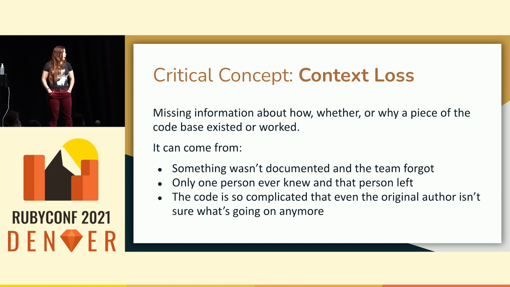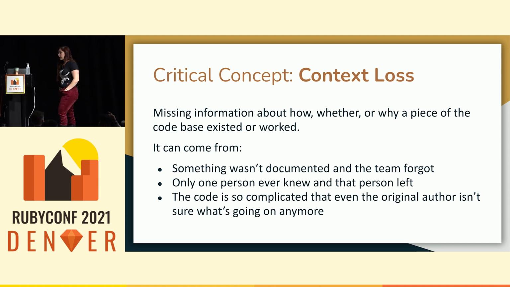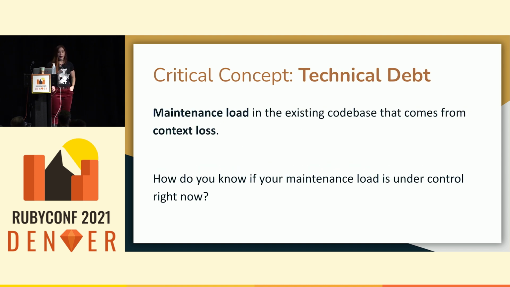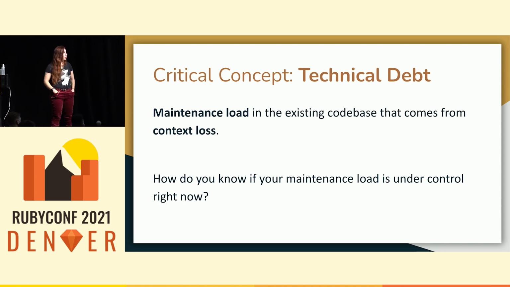Another way might be that the code is so complicated that even the original author isn't sure what's going on anymore. Hands up if this happened to you. My hand is up. Yeah, this happens. I teach computer science students. This can happen as fast as 4 weeks or 6 weeks if it's something sufficiently complex. So that's context loss. So now we've got maintenance load, we've got context loss. We're ready to talk about what technical debt is. Tech debt is maintenance load in the existing code base that comes from context loss. So that's what it is. That's what it means. So how do we quantify that?